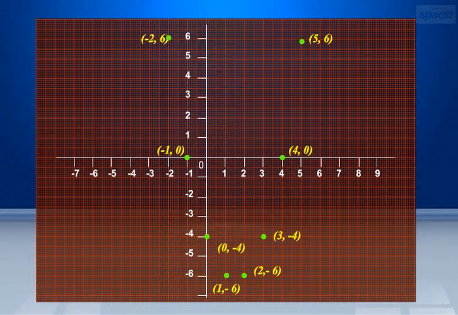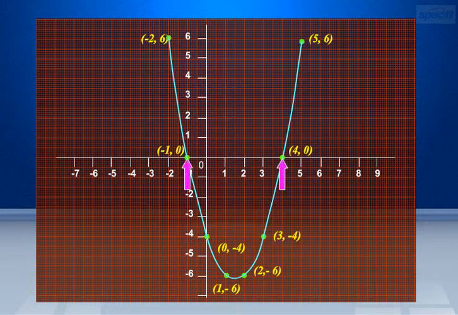Now let's plot the above points or coordinates on a graph. If we locate the points listed in the table on a graph paper and draw the graph, it will actually look like this. Finally, from the graph we can observe that arrows indicating the points show that it intersects the x-axis at x is equal to minus 1 and x is equal to 4.